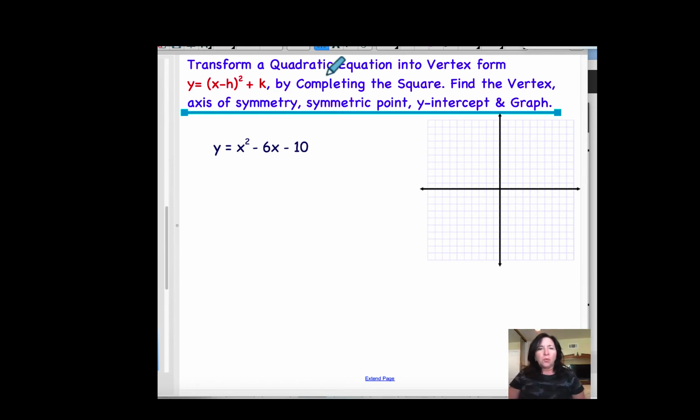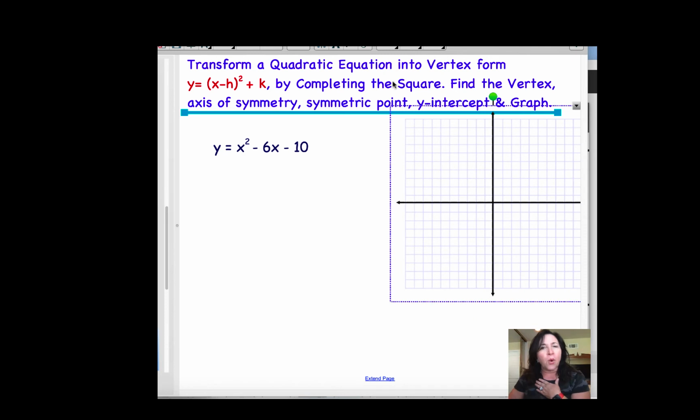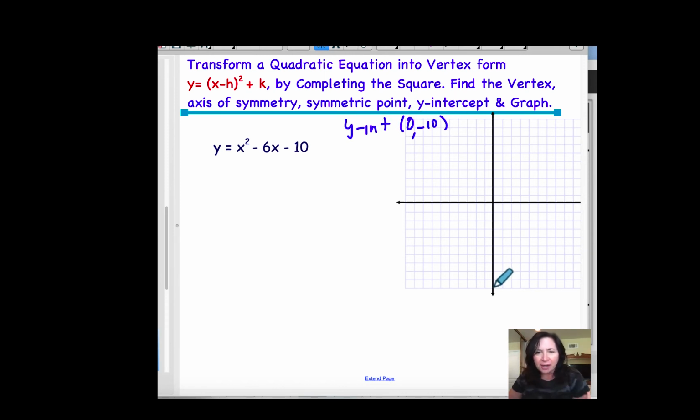Okay, so here we are. We have an equation. It's a quadratic equation. A couple of things that we do know. Number one, we know where the y-intercept is. The y-intercept is at negative 10. So we have a y-intercept at 0, negative 10. So I'm going to put that in right away. That's my y-intercept, not my vertex. Now, I want to find the vertex.